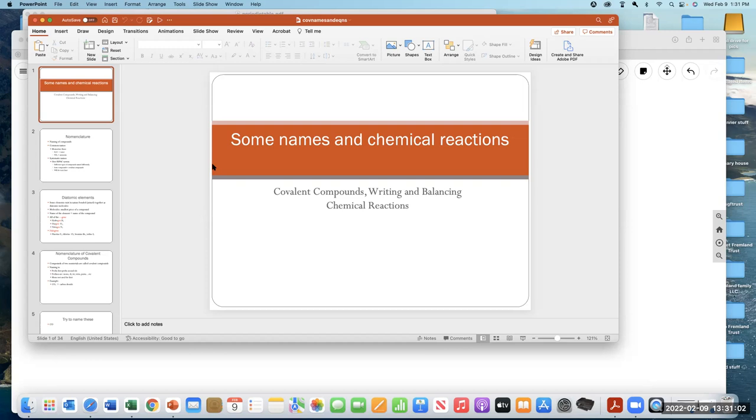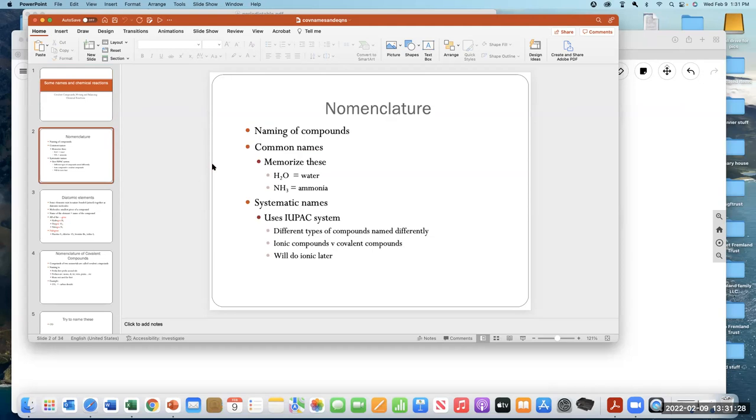We're going to do it in pieces. I'm not going to do all the nomenclature. We're going to do covalent nomenclature first and some organic nomenclature. And later on, when we do more with ionic compounds, we'll do the ionic nomenclature. So we're going to do covalent compounds, writing and balancing chemical equations, chemical reactions. So this is good stuff. All right. So nomenclature is the naming system.